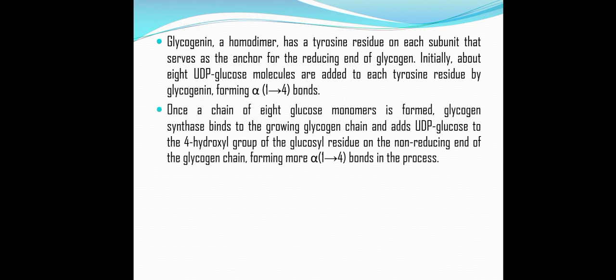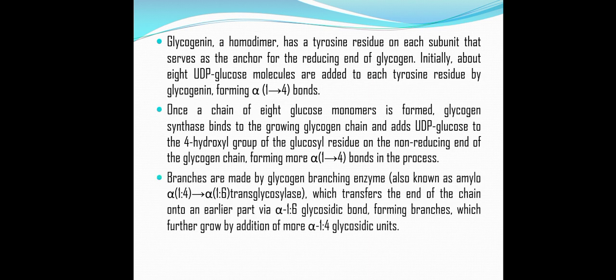Once the chain of 8 glucose monomers is formed by the activity of glycogenin, then there is the activity of the glycogen synthase enzyme. This glycogen synthase enzyme binds to the growing glycogen chain and adds UDP glucose to the 4th hydroxyl group of the glucosyl residue on the non-reducing end of the glycogen chain, forming more alpha 1,4 bonds in the process. Means to the non-reducing ends of the glucose molecule, there is the addition of glucose monomers by the activity of the glycogen synthase enzyme.